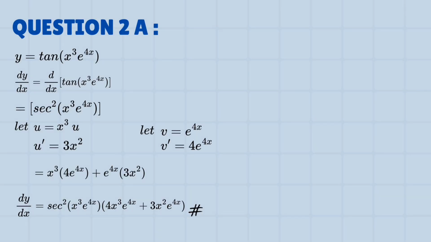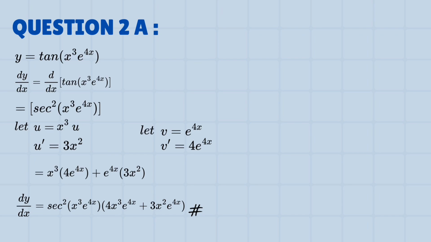Let me show you the answer for question 2a. In this question, we use the chain rule and the product rule to solve the differentiation. First, we look at the function y equals tangent of x cubed times e to the 4x. Since the tangent function has another expression inside it, we must apply the chain rule. The chain rule tells us that when we differentiate tangent of something, the result becomes secant squared of that same something times the derivative of the inside expression.